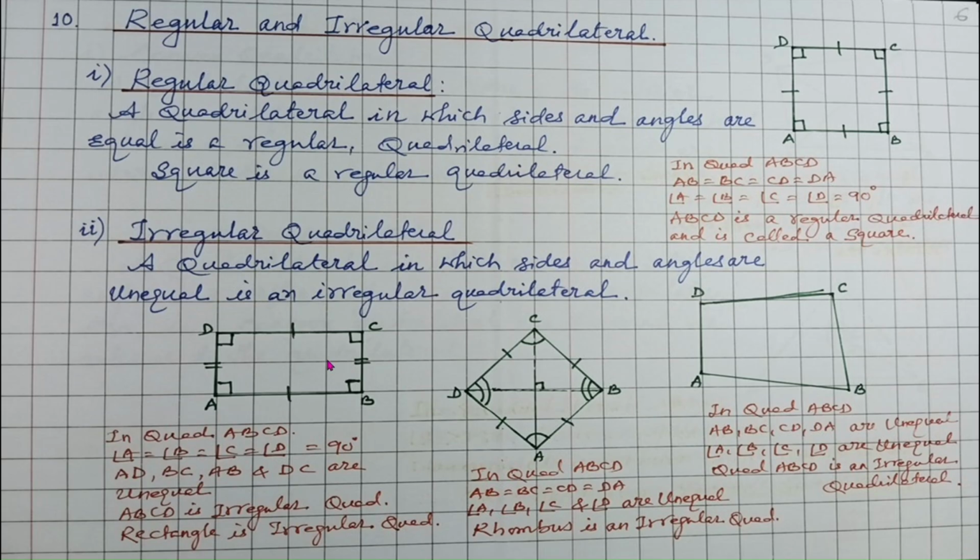Remember that. Now an irregular quadrilateral is a quadrilateral in which the sides and angles are unequal. If you take a rectangle here, the four angles are 90 degrees, but in a rectangle the opposite sides are equal. That means all the sides are not equal, therefore it is an irregular quadrilateral. So also the rhombus: in a rhombus all sides are equal but only the opposite angles are equal. That means all the angles are not equal, therefore it is an irregular quadrilateral. And also if you look at this quadrilateral ABCD, here none of the sides are equal or angles are equal, and therefore it is an irregular quadrilateral.